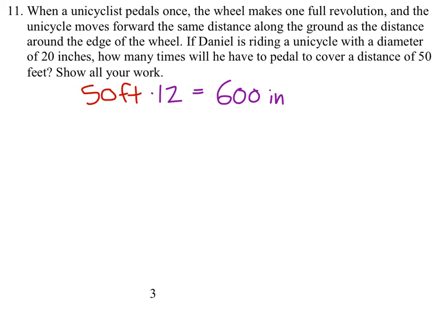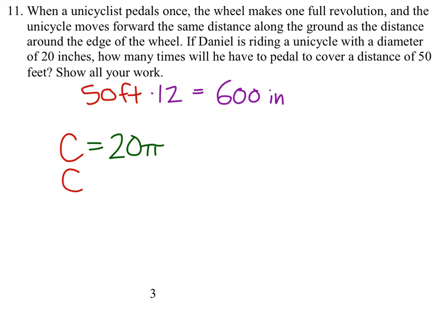So Daniel is going to travel 600 inches, which is the same as 50 feet. Now we've got to figure out how many times he has to pedal. The diameter is 20 inches, not the circumference. But the circumference will tell us how far he travels for each one revolution. So we need to find the circumference of the wheel by taking the diameter, which is 20, and multiplying by pi. That would be the circumference.